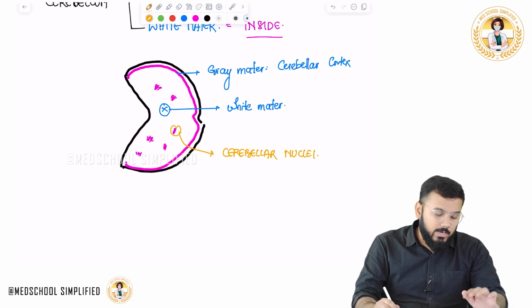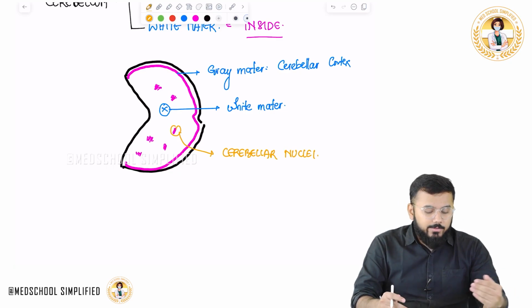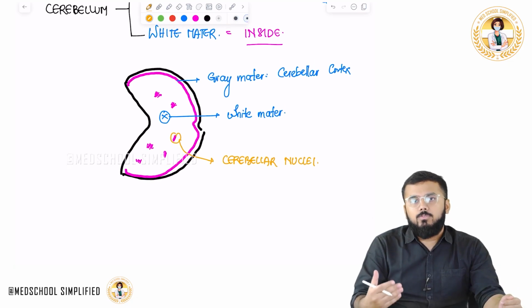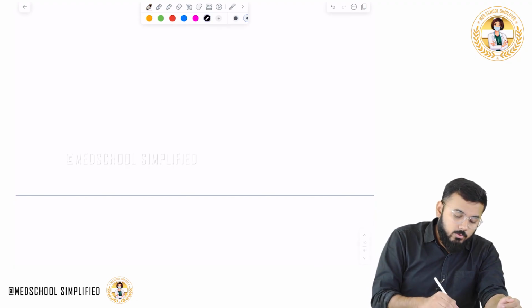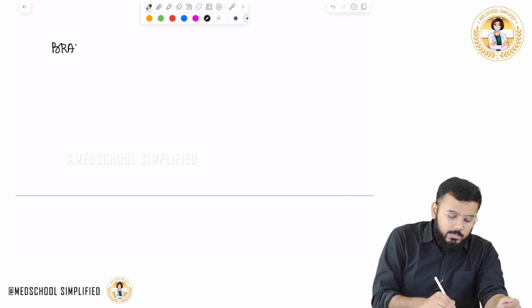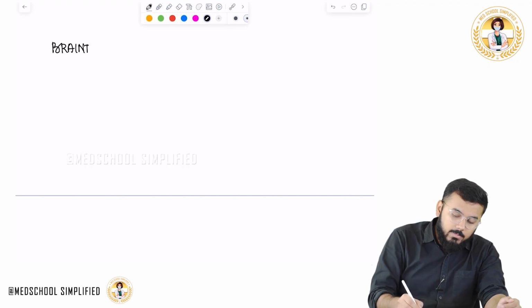So this is one of the very important things you need to know. So here we are done with the arrangement of gray and white matter in the cerebellum also. Now we shall switch to the next most important thing, that is the brainstem. So in the brainstem itself, it is quite different.